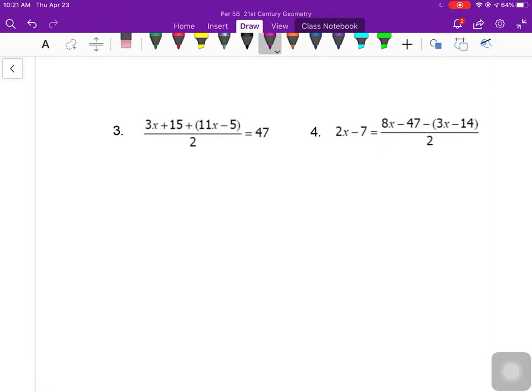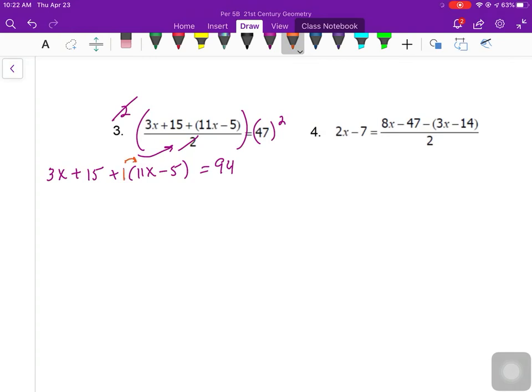On the next problem, the technique that I want to review with you is, if you have a denominator such as this 2, I would strongly recommend you eliminate the fraction by multiplying both sides by that denominator. On the left side, it would just cancel, leaving what's on the top, 3x plus 15 plus 11x minus 5 equals, and 2 times 47 is 94. Once again, we have to get rid of those parentheses. This is like a +1 that we're going to distribute. When we distribute that, we'd have 3x plus 15 plus 11x minus 5 equals 94.